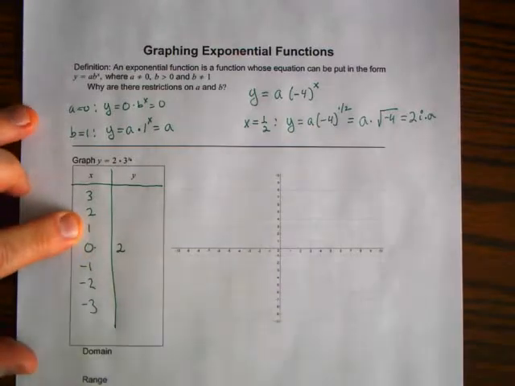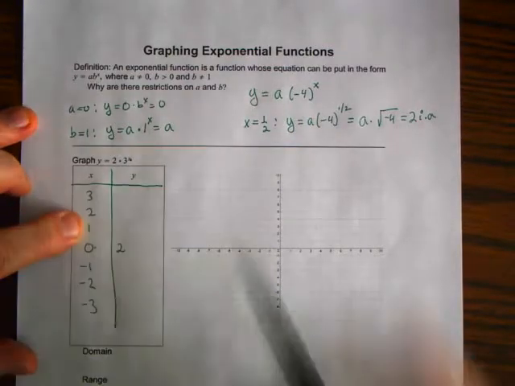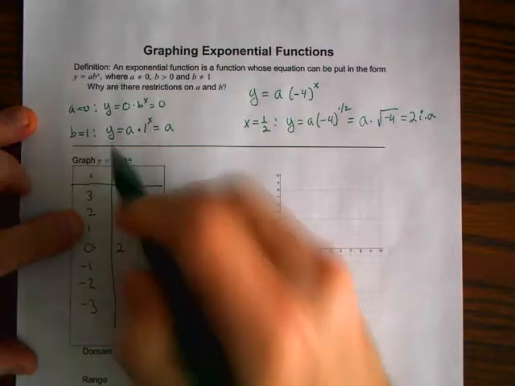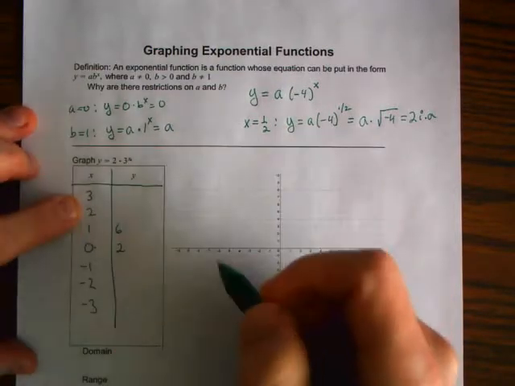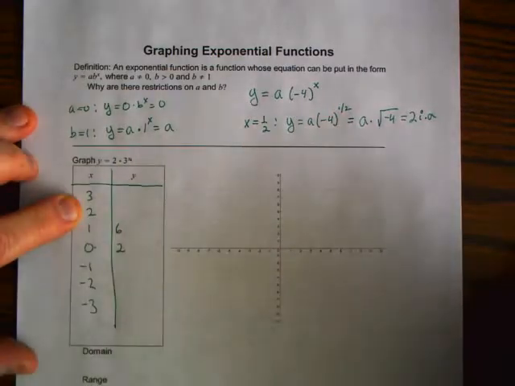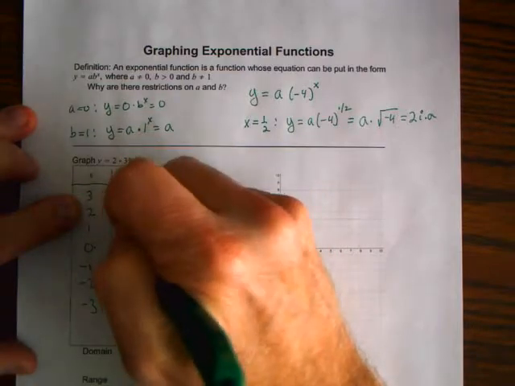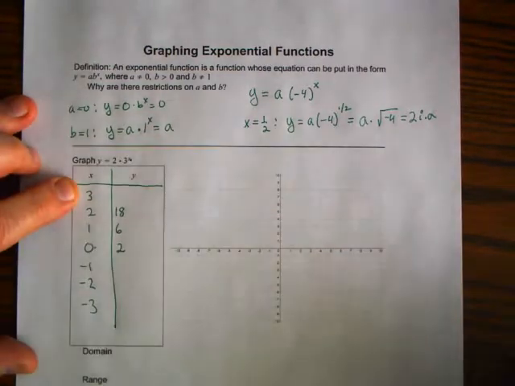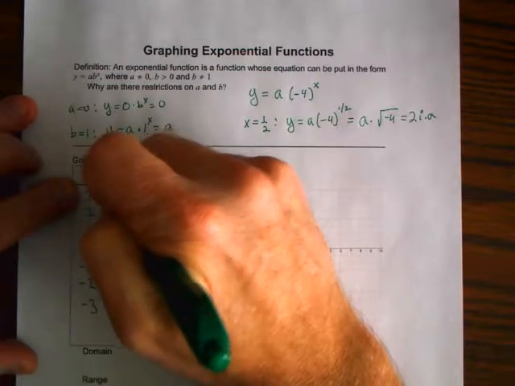Now let's go to the positive numbers because they're a little bit easier. When I plug in 1, 3 to the 1 is 3. 3 times 2 is 6. When I plug in 2, 3 squared is 9. 9 times 2 is 18. And finally, 3 cubed is 27. 27 times 2 is 54.